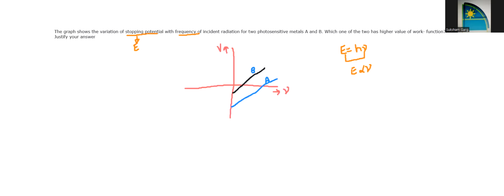All we need to tell is that there are two materials, A and B. Both are metals. You have to tell which one has higher value of energy. So I've already told you that energy is nothing but potential, and potential is directly proportional to frequency. All we need to do is check on the frequency axis which one has higher frequency. So when you notice, metal A has higher frequency as compared to metal B. Since its frequency is higher, its work function will also be automatically higher.